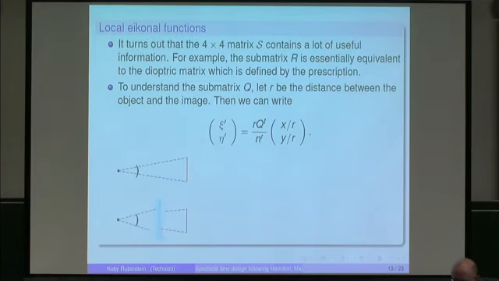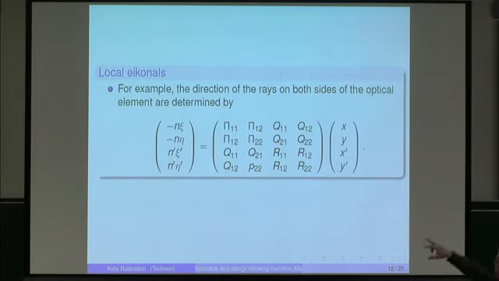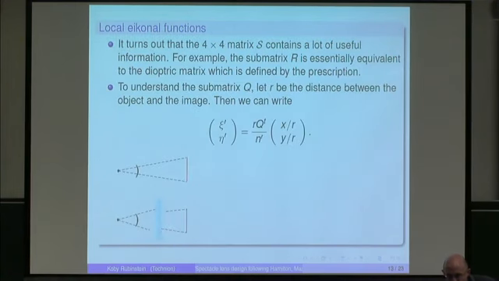Another one is the submatrix Q. Q appears twice in this 4x4 matrix. The submatrix Q controls magnification and distortion. For example, if I look from a point with the eye at an extended object in some direction, with a lens between them, it looks like a different direction, and the difference in the direction is given by the matrix Q times the distance to the object divided by the refraction index. So this matrix Q contains information about extended objects.